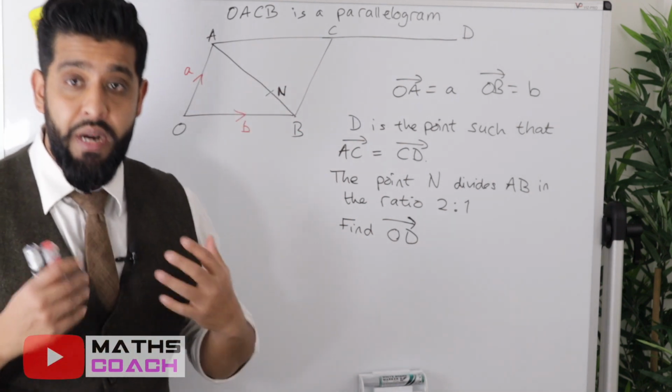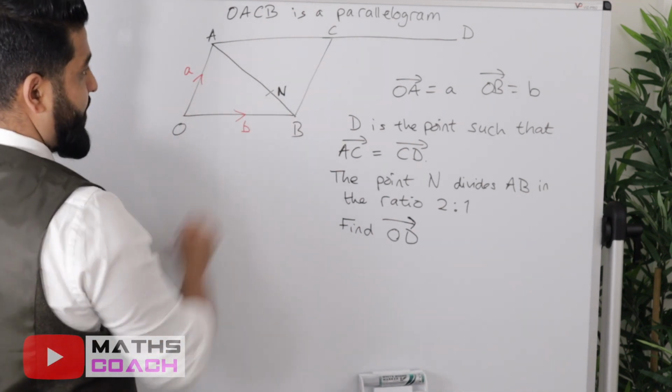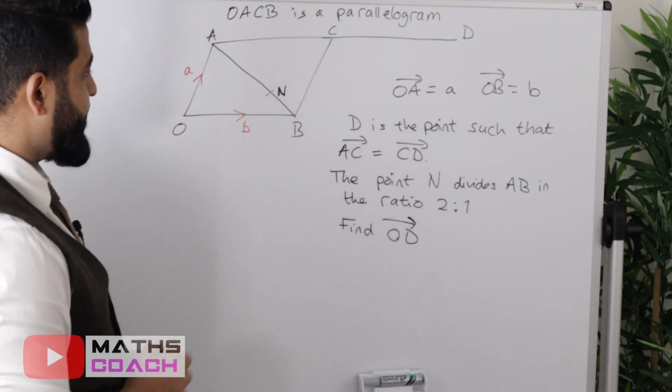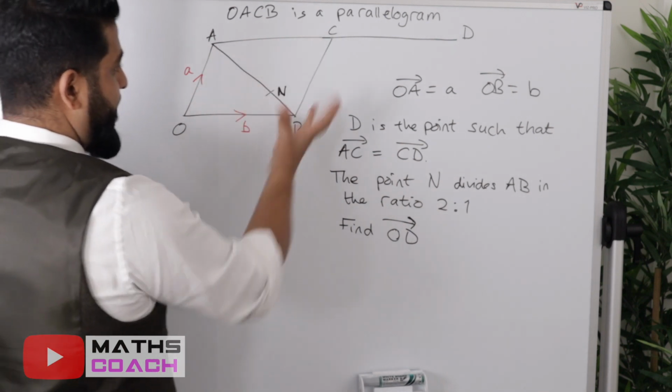OACB is a parallelogram. What does that mean? That means this side is the same as that side. This side is the same as that side. They are traveling in the same direction. They are the same length. So OACB is a parallelogram.